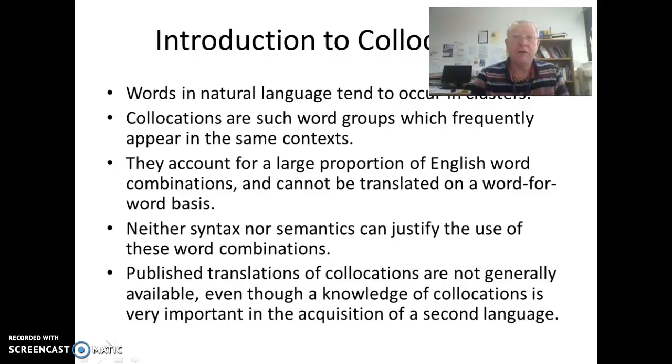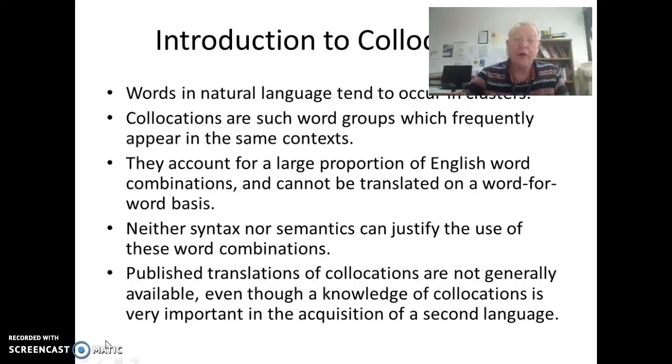Collocations, an introduction. According to Kjelmer, words in natural language tend to occur in clusters. Collocations are such word groups which frequently appear in the same context. Smadja writes that neither syntax nor semantics can justify the use of these word combinations, and refers to them as idiosyncratic collocations. These account for a large part of English word combinations.